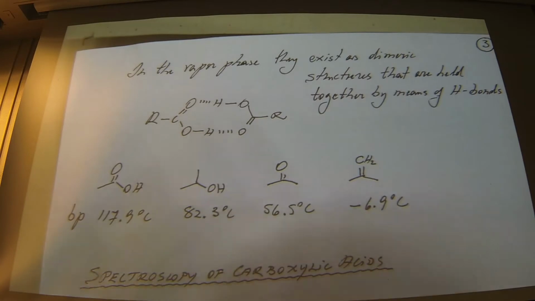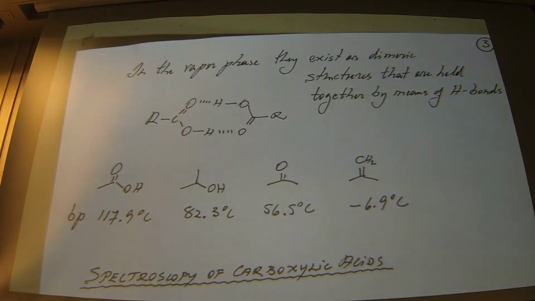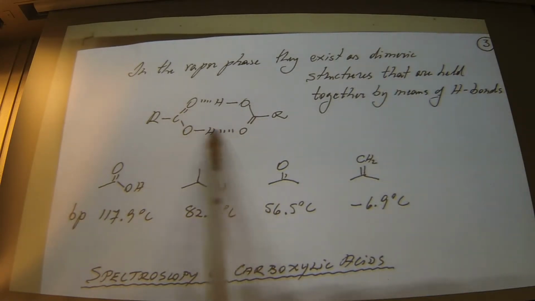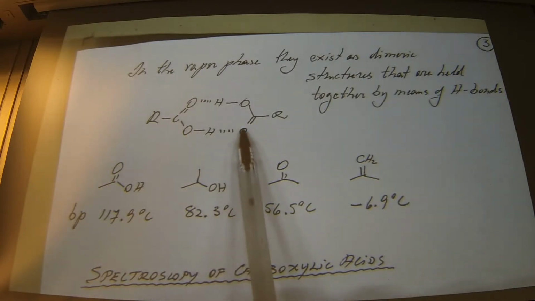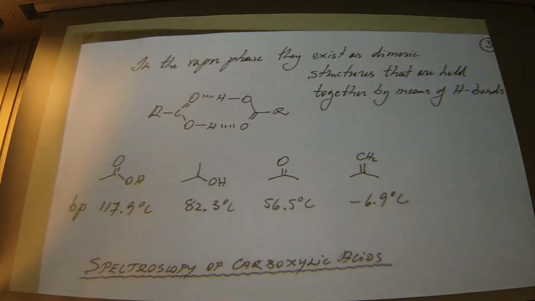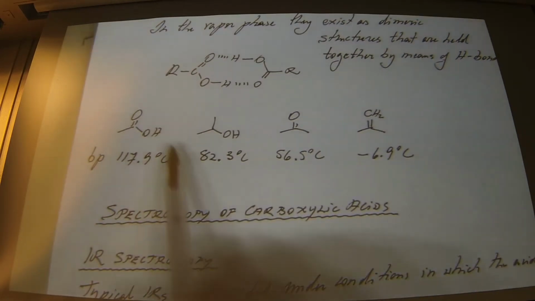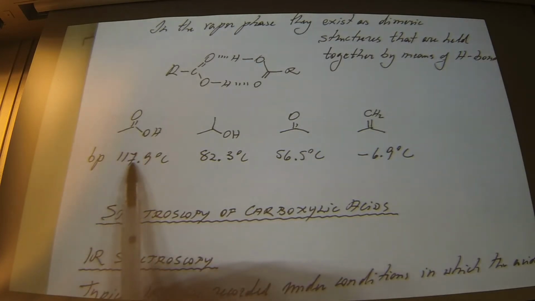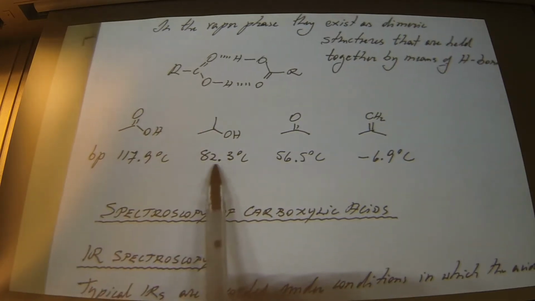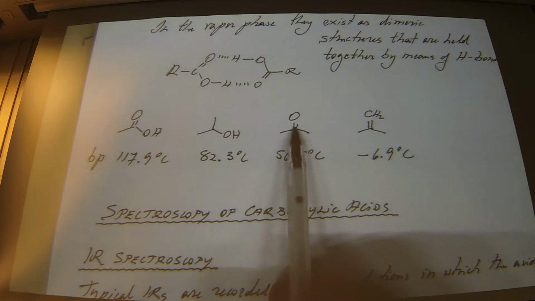So in the vapor phase, you end up with two carboxylic acids forming this 8-membered ring that are hydrogen bonded, with the one OH engaging the carbonyl oxygen of the other. And so if you look at boiling points, vinegar, acetic acid, this is almost 120. Isopropanol, roughly the same molecular weight, quite a bit lower. Acetone, lower yet, but there's no hydrogen bonding.